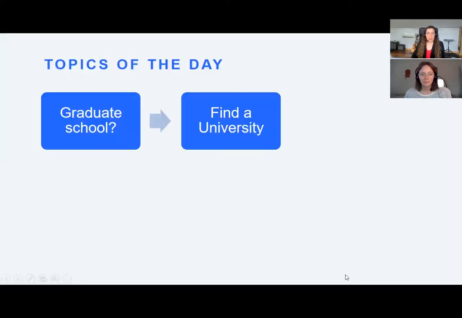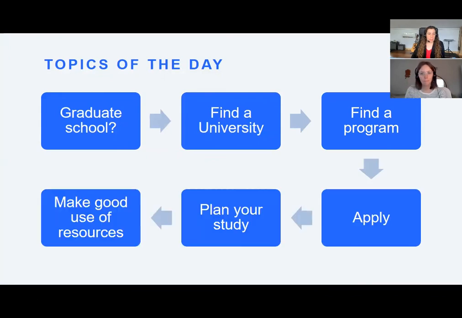All right. So I'm just going to spend a minute to go over what we'll discuss today. As you think about graduate school, we really want to make sure that you know how to find a university and a program that are a good fit for you. We'll talk about what the typical application process looks like, including what it looks like here at KU. We'll spend a little bit of time talking about how you can plan your study, and then we want to make sure that you have some more information on how to make good use of the resources that you have available to you as you apply and really as you're thinking about graduate school.